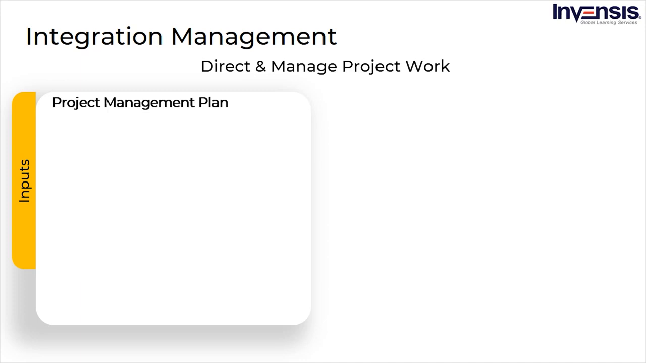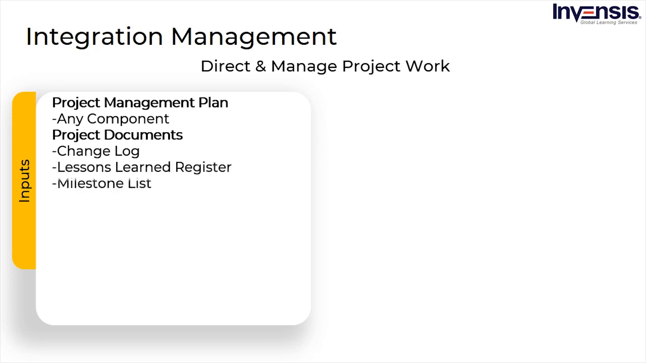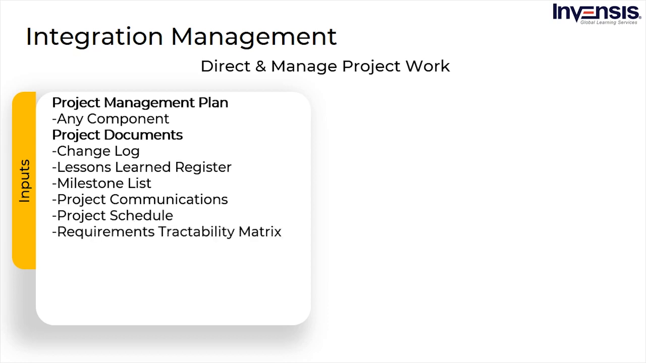which means the plan required to run efficient project management. As per PMBOK, it may include any component. Then, we have project documents as our input, which refers to the documents of a project. This particular input includes a change log and lessons learned register, milestone list, project communications, project schedule, requirements traceability matrix, followed by risk register and risk report.